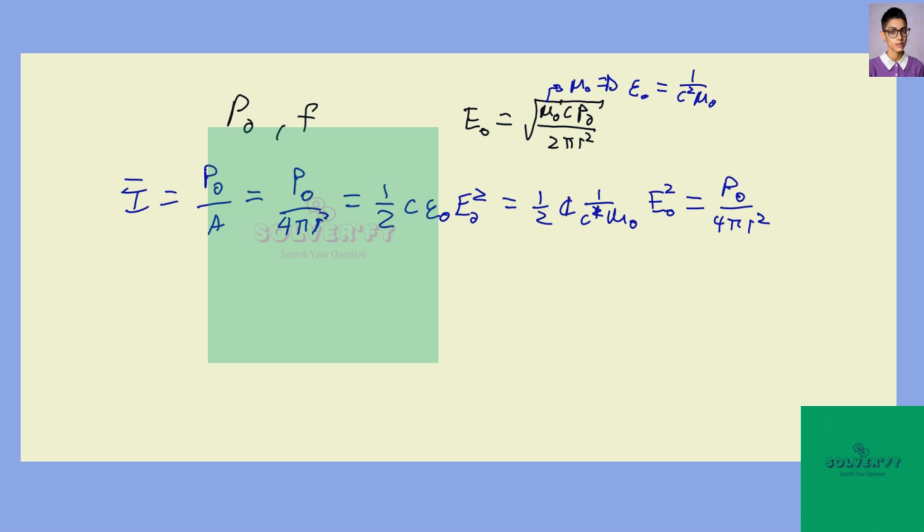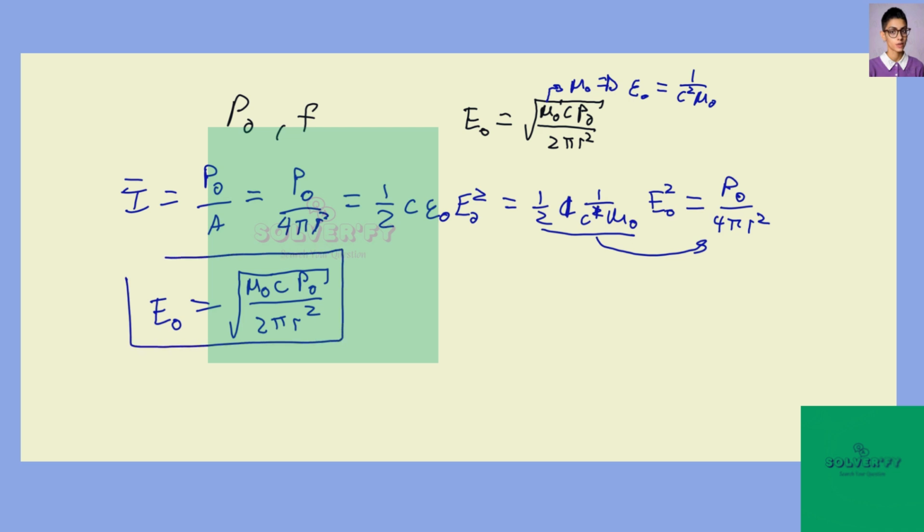Okay, well, one of these c's goes away, and we want to solve for E naught, so we move these to the other side and take the square root to get finally E naught equals the square root of mu naught times c times P naught, all divided by 2 pi r squared. And luckily, that seems to match up with what we wrote earlier.